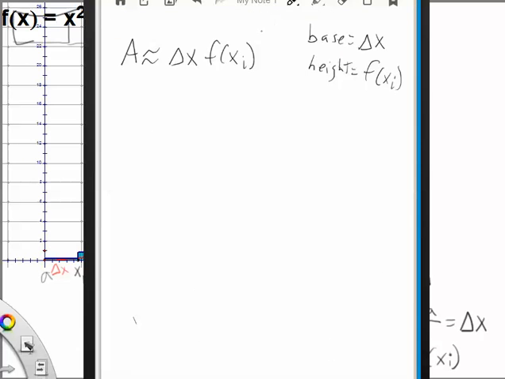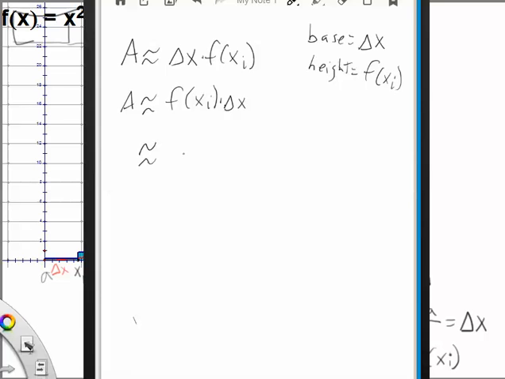So here is our same formula. Area is base times height. Let me just rewrite this for a moment. I'm actually going to just reverse it. Okay, it's still base times height of the one rectangle. But we don't want one rectangle. We want a lot of rectangles.